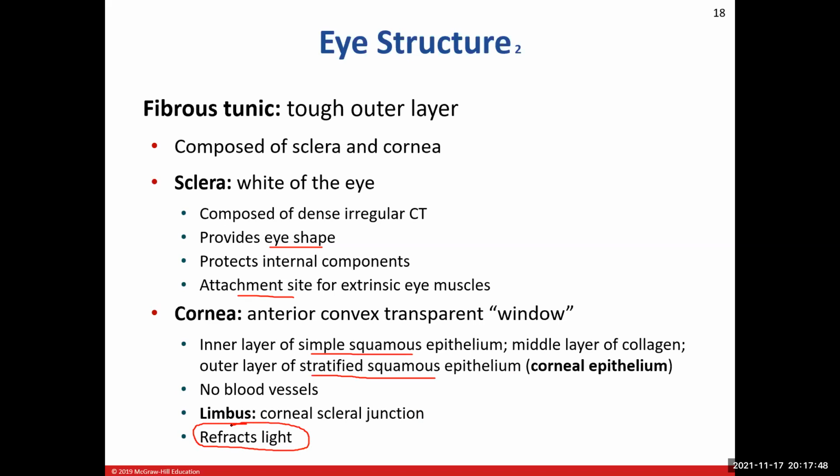Okay, basically, what does that mean? When we talk about refraction, it refracts light. It bends some of the light rays that are coming into your eye.